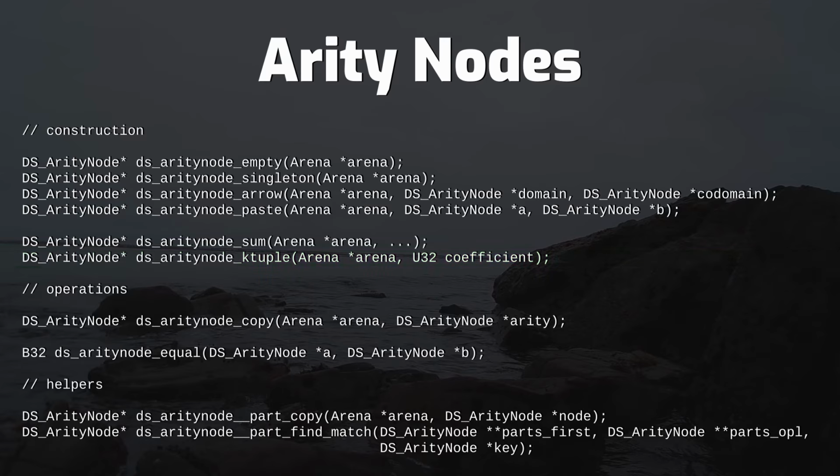In the operations section, we have ds arity node copy, which returns a copy of the input arity node, fully transporting all of it onto the new arena. And ds arity node equal, which determines whether the two arity nodes that are input to it stand for the same arity.